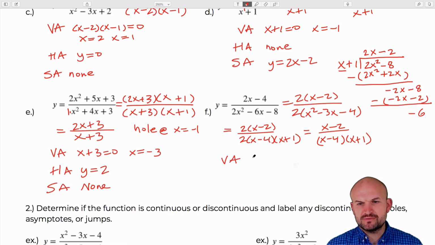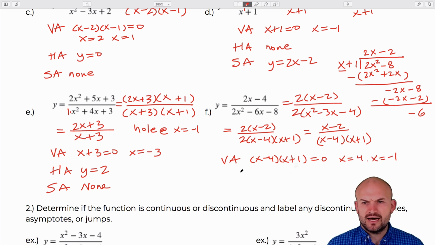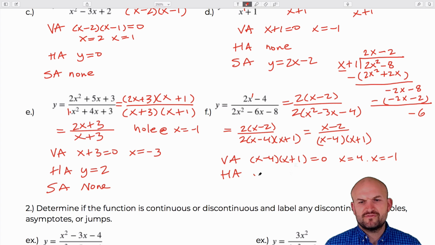As far as vertical asymptotes go, though, you don't really need that 4 or that 2. That is just an extra multiplier. So you can just set x minus 4 times x plus 1 equal to 0, and we get x equals 4 and x equals -1. As far as my horizontal asymptotes go, I notice the degree in my denominator is smaller than the degree in my numerator. So therefore, I'm going to have y equals 0. And again, in this case, my slant asymptote is going to be none.